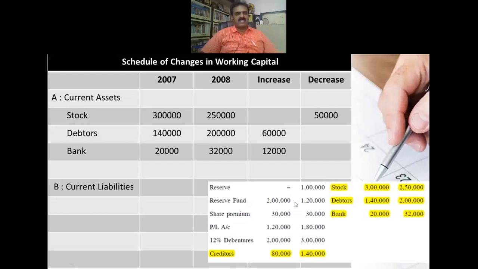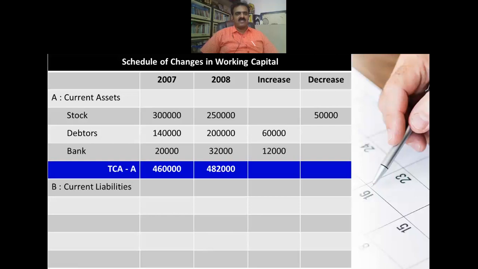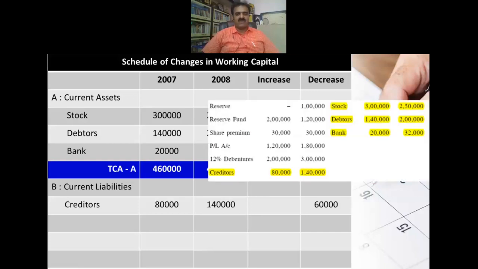So this is exactly the total current assets. After taking all the three, stock, debtors, and bank, just find the total. The total is 4 lakh 60,000 and 4 lakh 82,000. Then that ends the matter with respect to the current assets. Then come back to the current liabilities. You have only one current liability, that is creditors.